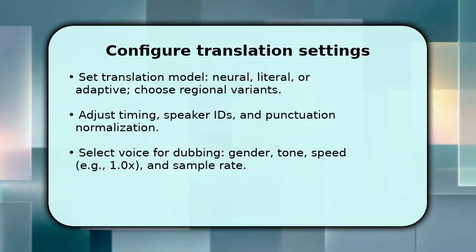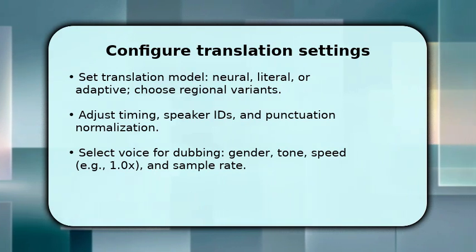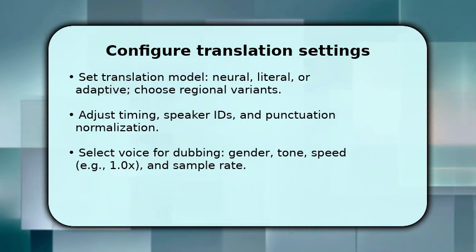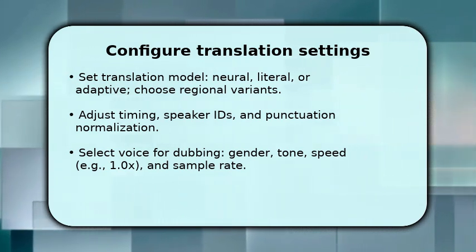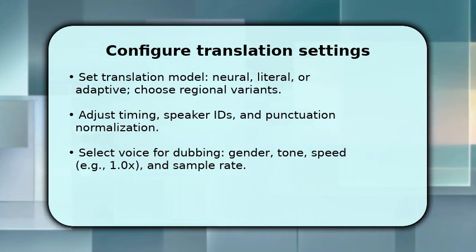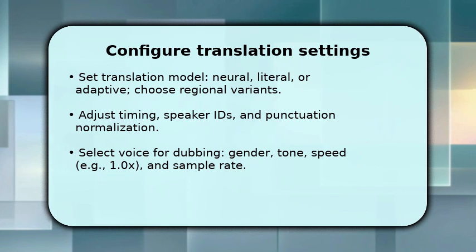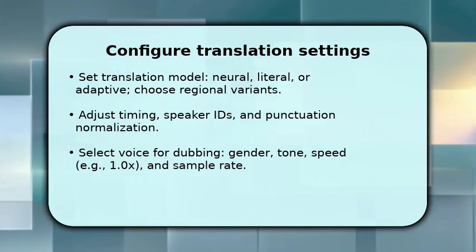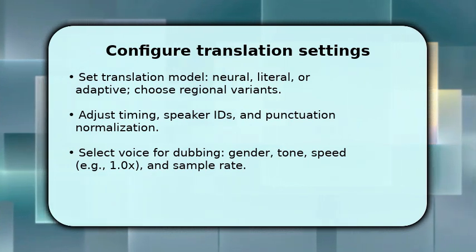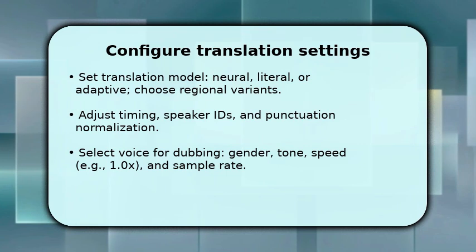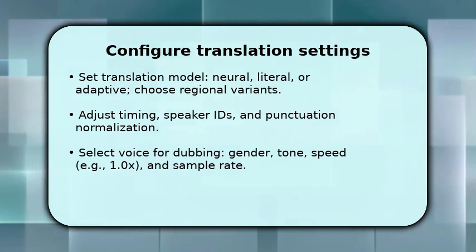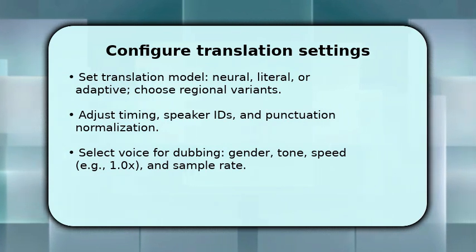Now you configure the translation engine and timing to control how translations appear or sound. Choose a neural or literal model depending on fidelity versus speed, and pick regional variants to match audience expectations. Next, align timestamps and enable speaker identification if multiple voices exist so captions and dubs stay coherent. Also set punctuation normalization to avoid run-on lines. If dubbing, select a voice, adjust speed and tone, and set the sample rate. These choices preserve intent and naturalness in the final output.